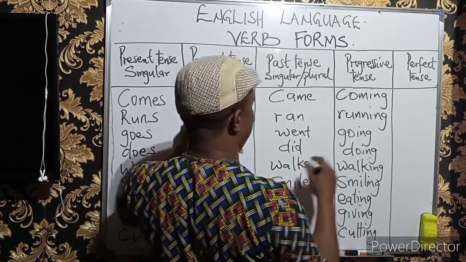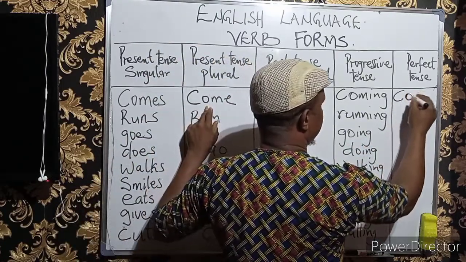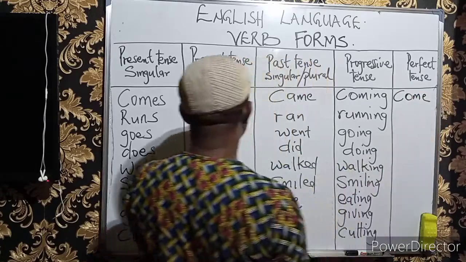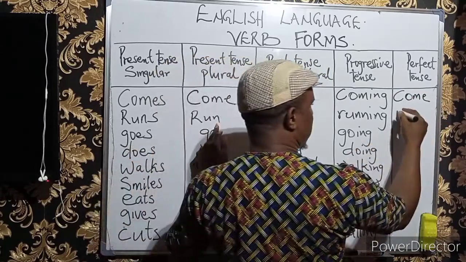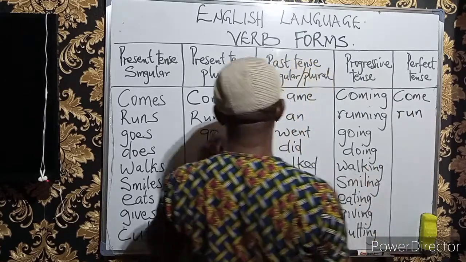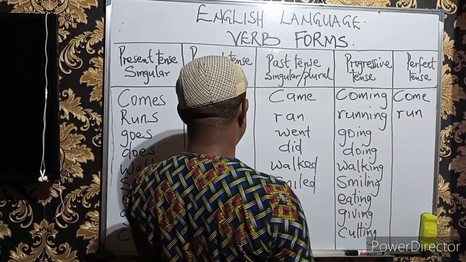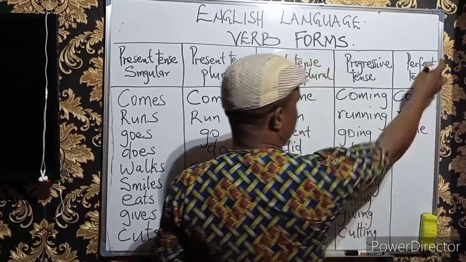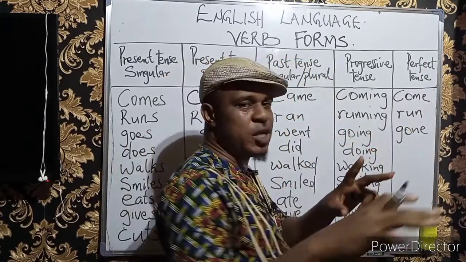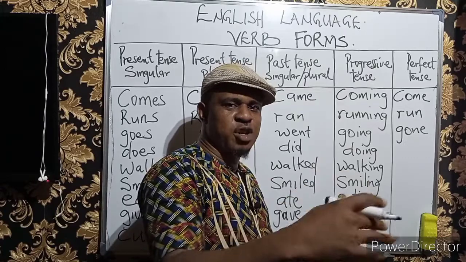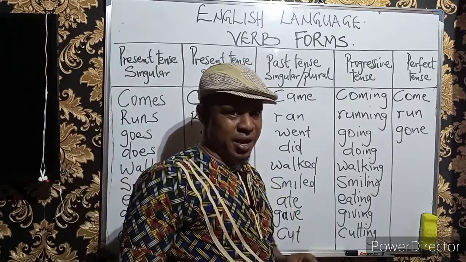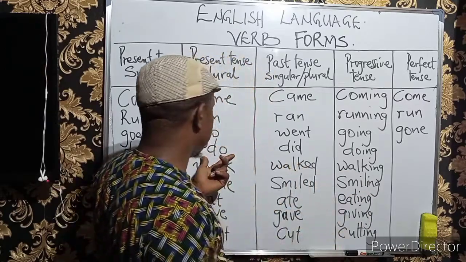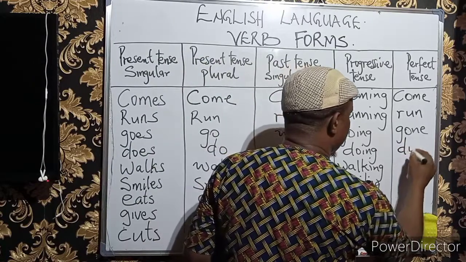Now, in the last column, where we have the perfect tense or the past participle, this should be the same thing we have here as come. And run will also give us the same thing as run. All right? For the go, it should be gone. Because we are talking about past participle. That means actions that had already taken place. And then we have do as done.